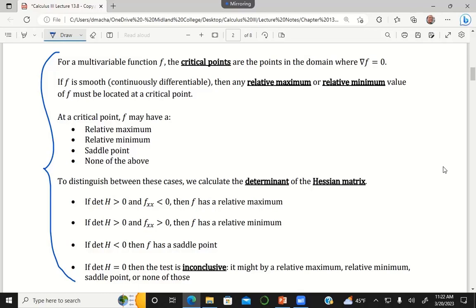If you have a multivariable function, then the critical points of your function are the places where the gradient of your function is the 0 vector. And so whenever I say the gradient equals 0 here, what I mean is that it's actually the vector that has all zeros as entries, right?